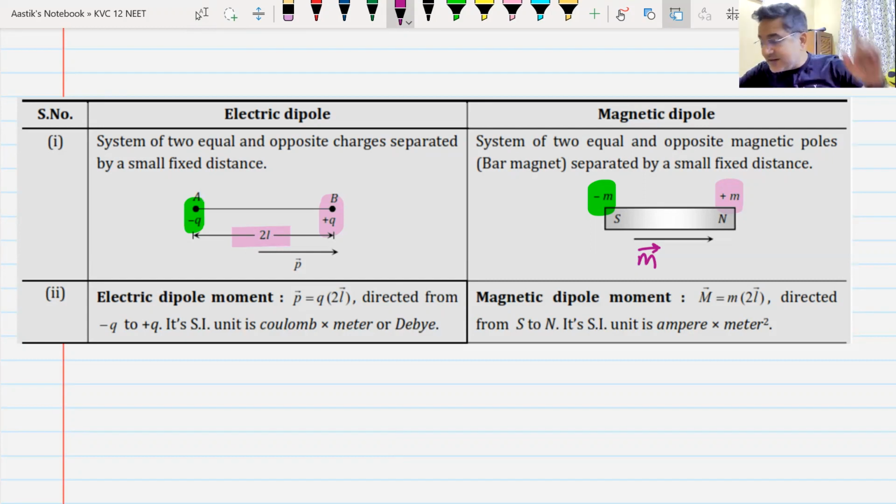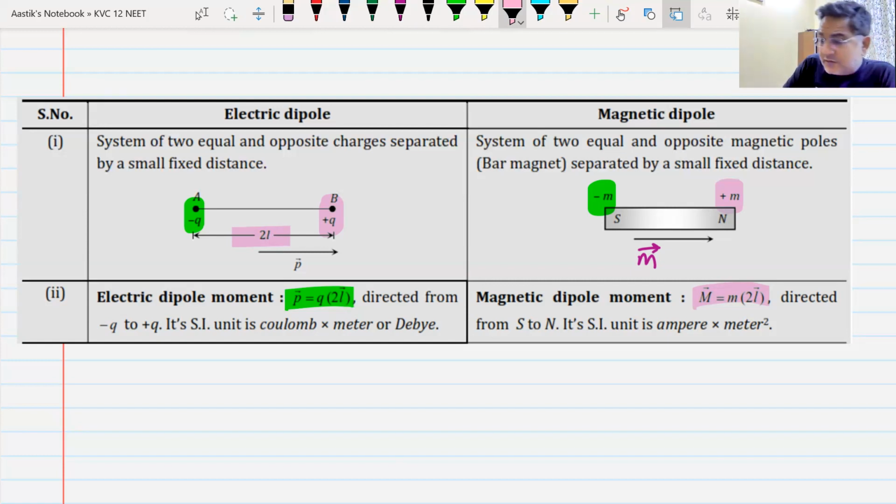Electric dipole moment is from negative charge to the positive charge. Magnetic dipole moment is from the negative pole, which is the south pole, to the north pole. The value of electric dipole moment is q into 2L. The value of magnetic dipole moment is m into 2L, where m is known as the pole strength, strength of the north pole, strength of the south pole. Do we understand this? Yes or no? So whatever we have done for electric dipole, the same thing is true for magnetic dipole. So you can write these formulas together.